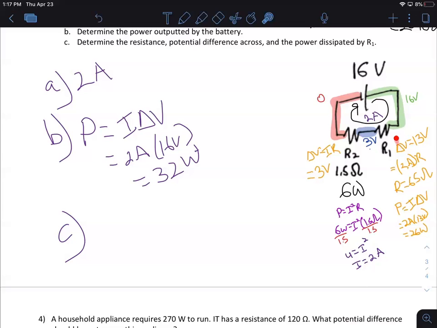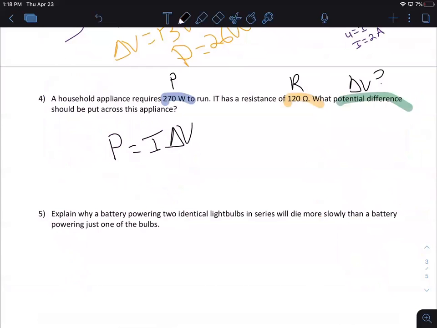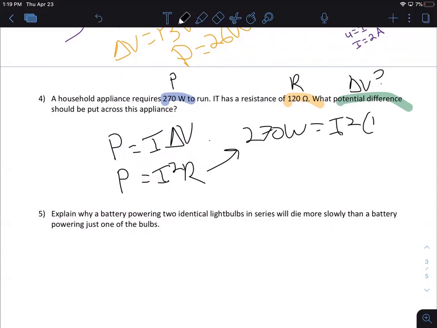P equals I delta V. Well, that doesn't help because I don't know this or this. So let's try this. I squared R. Well, I know that. I don't know that. I do know that. I do know this. So let's plug those in. 270 watts equals I squared 120 ohms.